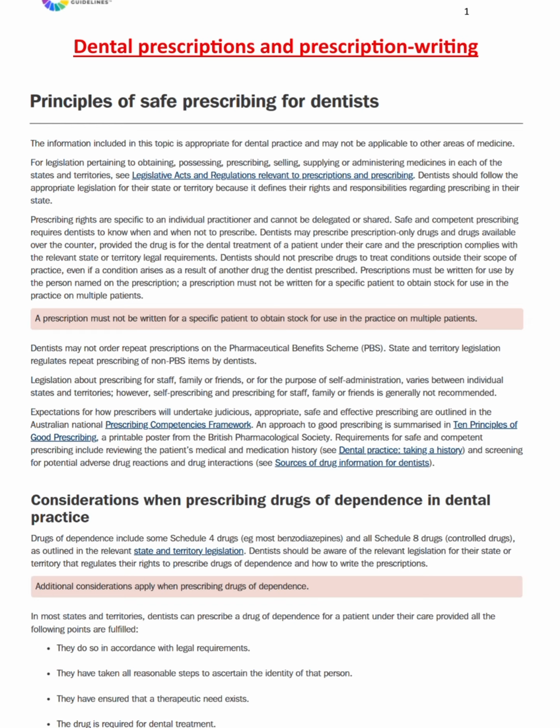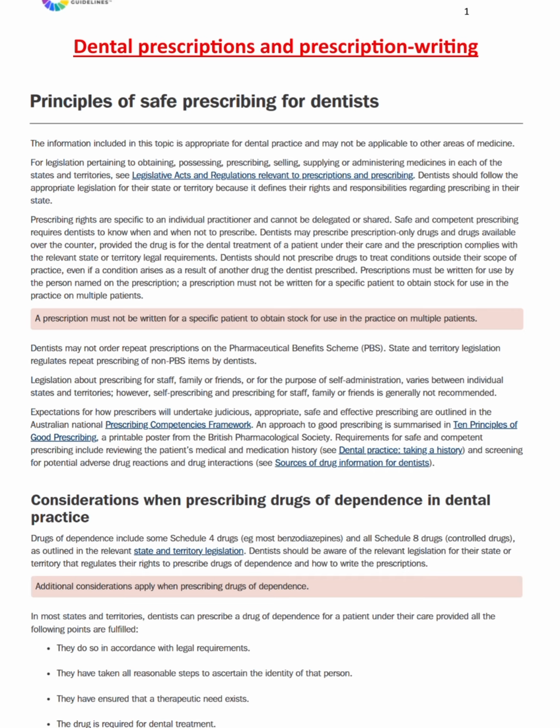A prescription must be written for use by the person named on the prescription. A prescription must not be written for a specific patient to obtain stock for use in the practice on multiple patients. They have repeated it again in the box. Dentists may not order repeat prescriptions on the Pharmaceutical Benefits Scheme, which is PBS. State and territory legislation regulates repeat prescription of non-PBS items by dentists.